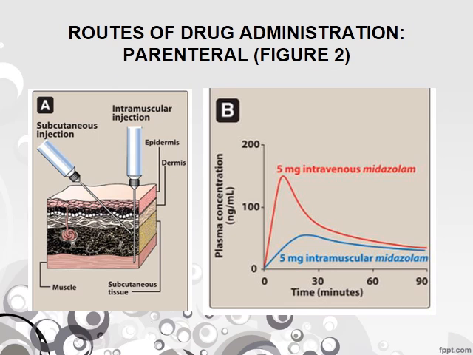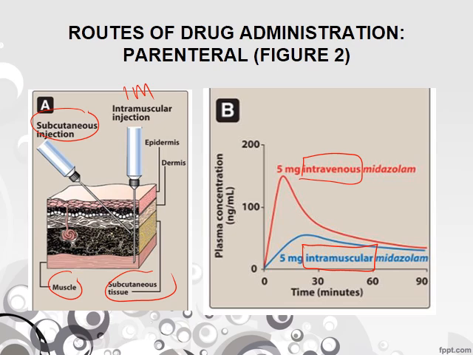So this is the schematic diagram that shows where the drugs are administered. If you give it IM, intramuscularly, it will be injected into the muscle, and if you give the drug as a subcutaneous injection, then it goes into the subcutaneous tissue. And diagram B compares intravenous administration of drugs to intramuscular administration of drugs.